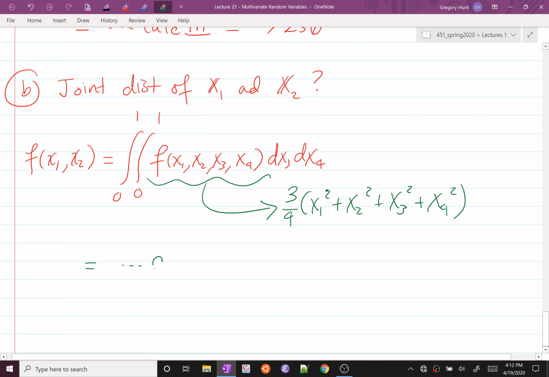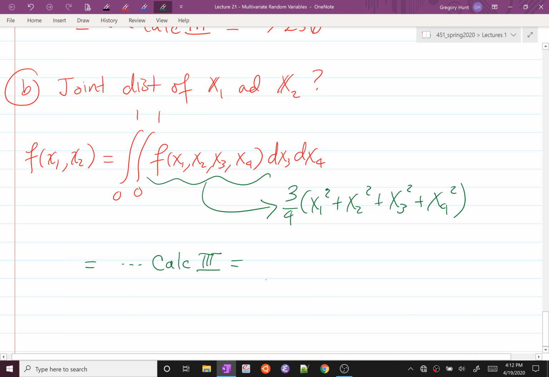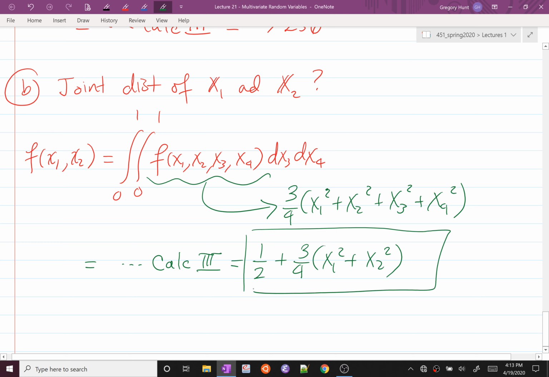Again, I'll leave the calc 3 up to y'all, and you can do this integral. Because we're only integrating with respect to x3 and x4, we're going to get something that depends on x1 and x2. If you do this integral, it comes out to 1/2 plus 3/4 times x1 squared plus x2 squared. So that is my joint of x1 and x2, right? And not surprisingly, it depends on x1 and x2, but not x3 and x4. We've integrated those out, and so we no longer have that dependence.